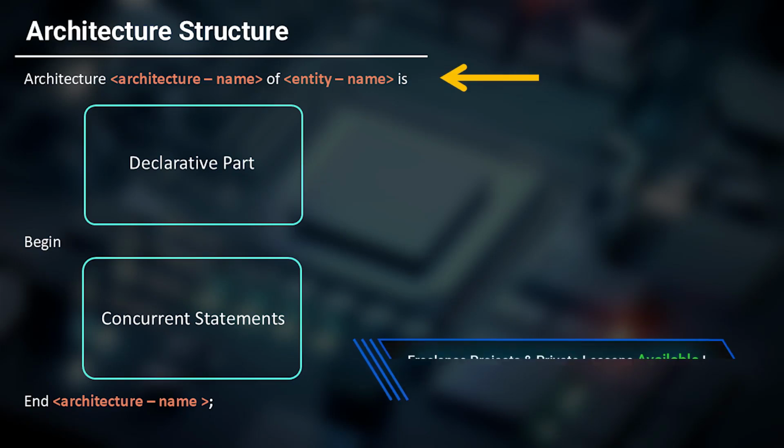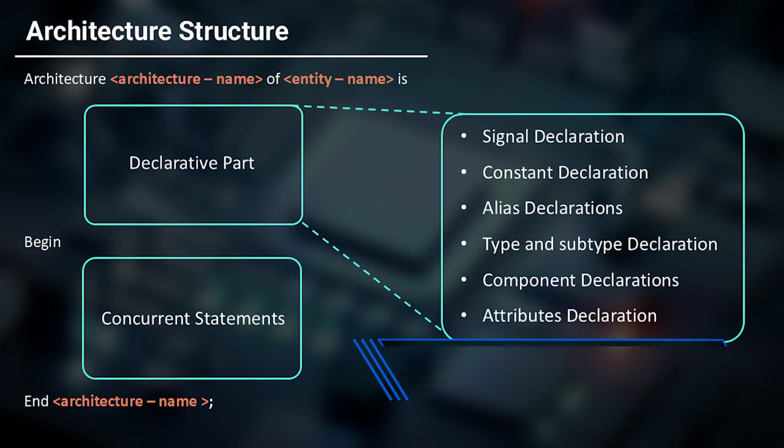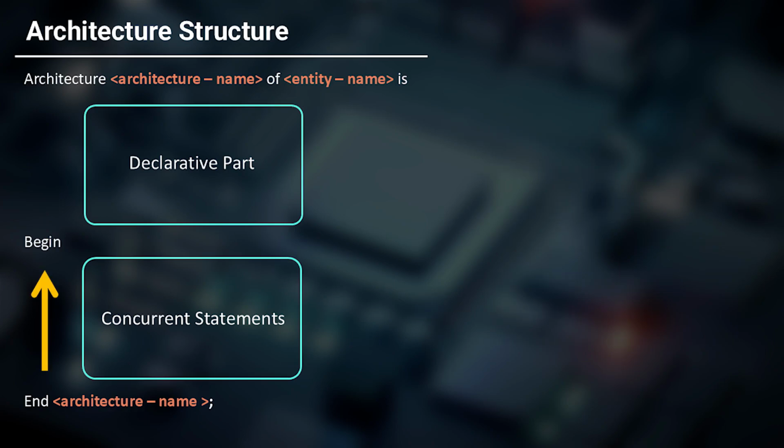As you can see in the picture, the structure of the architecture section is like this. First, give your architecture a name and link it to an entity. Next is the declarative section, where you define signals, constants, aliases, types and subtypes, components, and attributes. After that, there is a begin word which separates your architecture section into a second part where you can write your concurrent statements. And at the end, you need to close your architecture section using an end command.